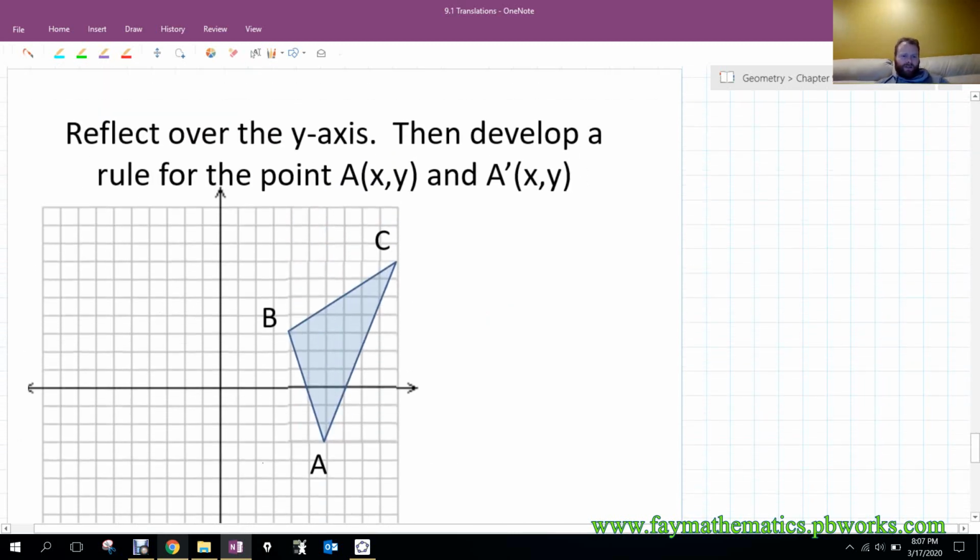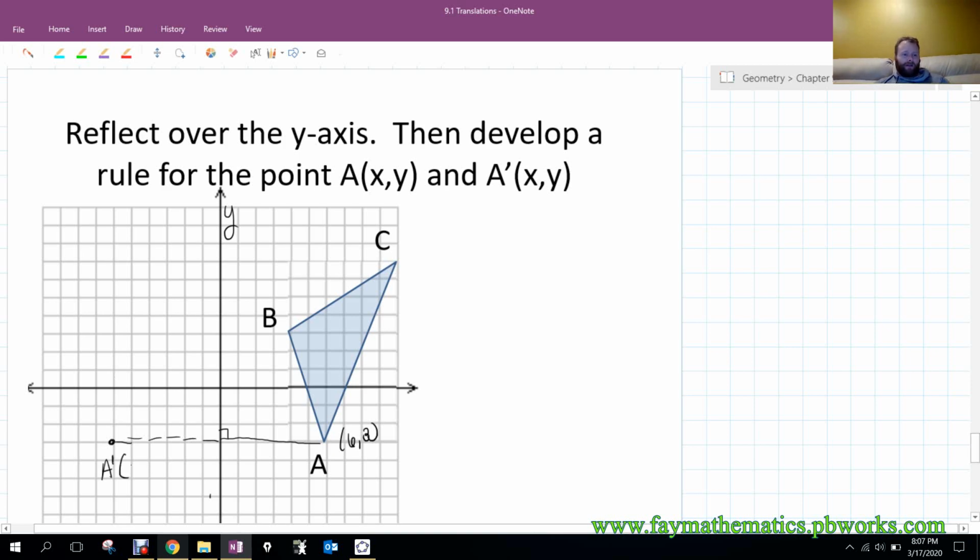Reflecting over the y-axis, let's just look at A here. It is 6 units to the right, 1, 2, 3, 4, 5, 6 units to the right, 3 units down. So that's 6, comma 3. If I reflect over the y-axis, distance is preserved, so that distance right there is going to be repeated over here. 1, 2, 3, 4, 5, 6. And I'll have A prime right there.